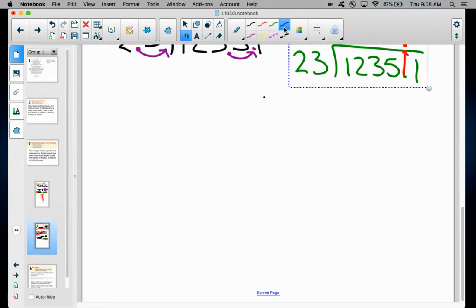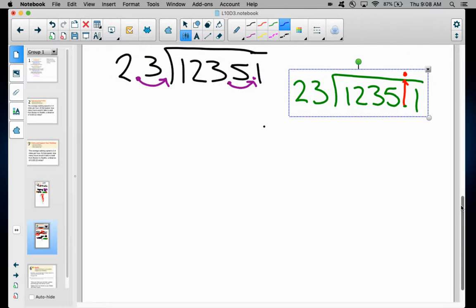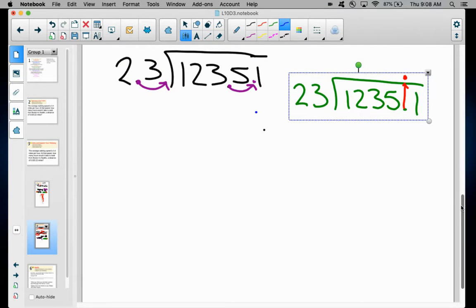So let me extend my page a little bit more so that you can see that. I don't know why that box is around that. That's okay. We're just going to go with it.